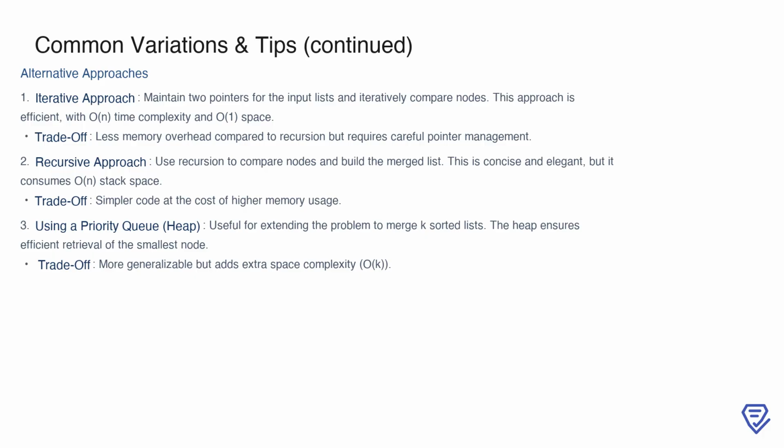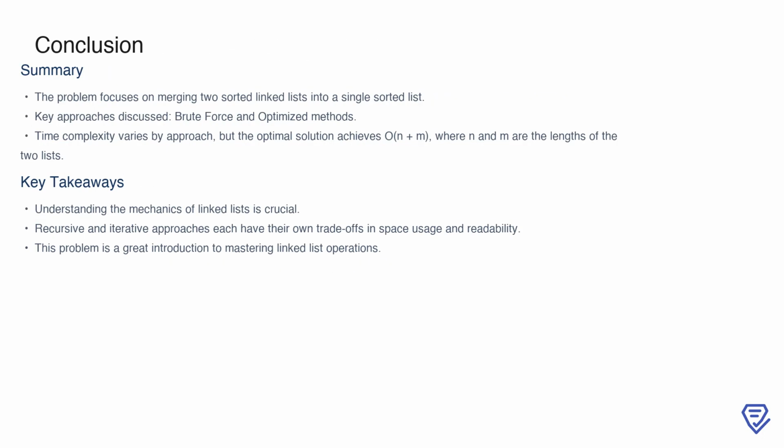Each of these methods has its own trade-offs, and understanding them will help you choose the best approach for different scenarios. Great job making it through the problem. We covered the key aspects of merging two sorted linked lists, including different approaches and their trade-offs. Remember to practice similar problems to solidify your understanding.